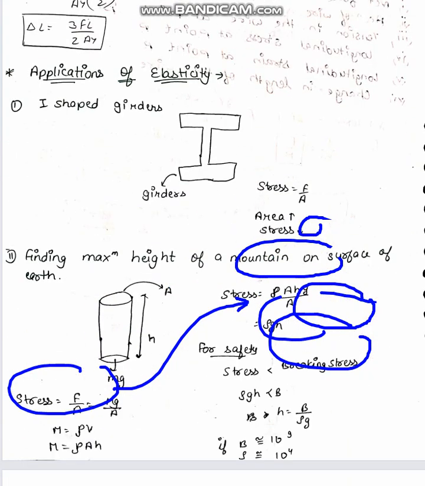Next is a question based on applications of elasticity. So the first application is I-shaped girders. You must have seen in railway tracks I-shaped girders are used. So they just increase the area. So because of increase in area, stress decreases.